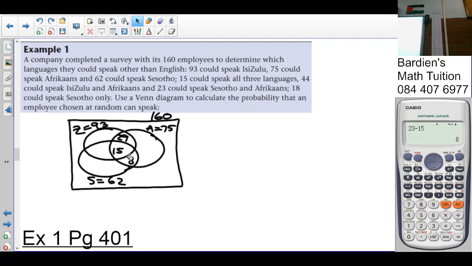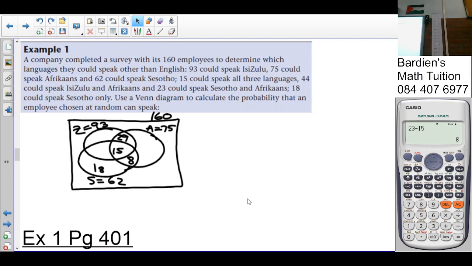18 could speak Sesotho only. So where would that 18 go? 18 speak Sesotho only. So, you all agree? Yes. 18. Use a Venn diagram to calculate the probability that the employee chosen at random can speak. Okay, so that question is below. But at this point, we can complete this Venn diagram.